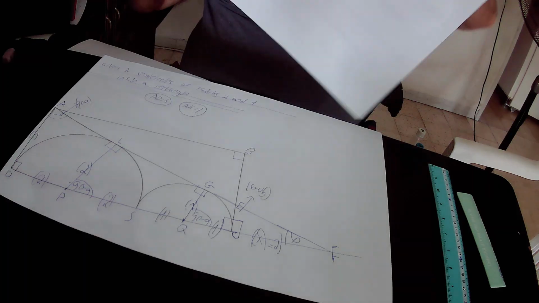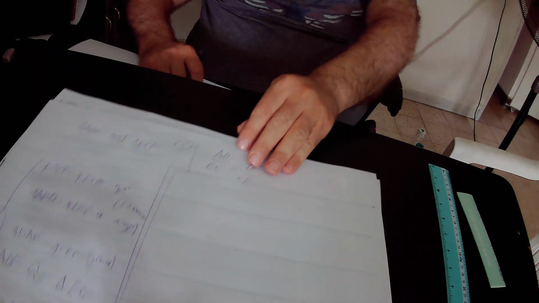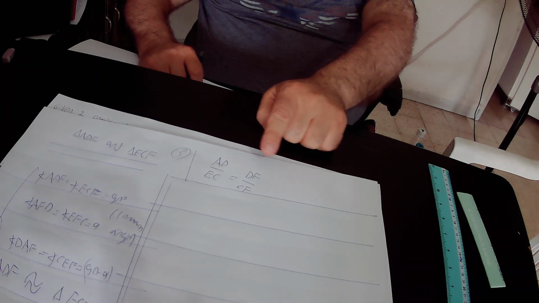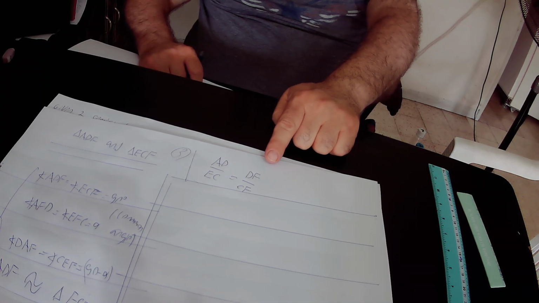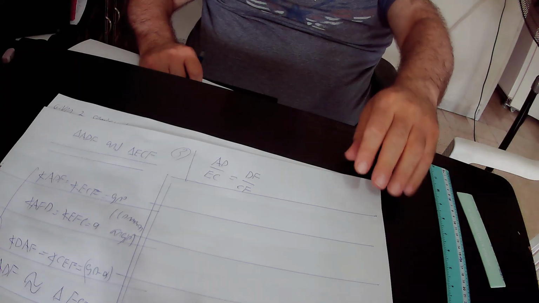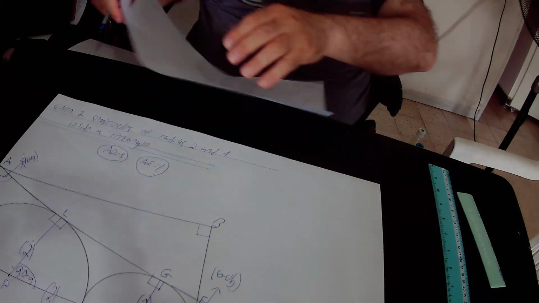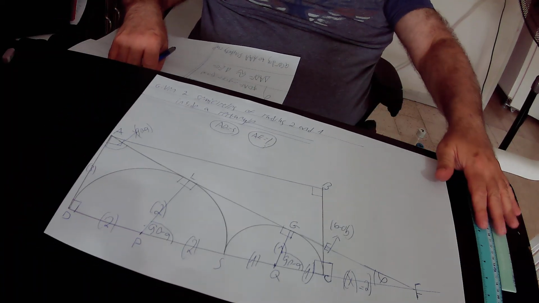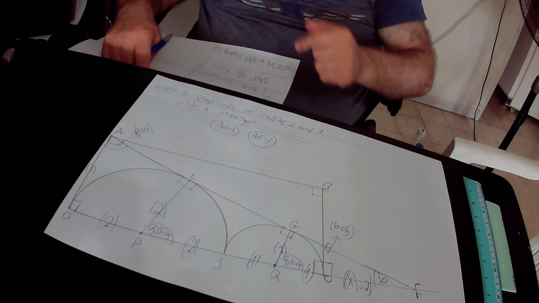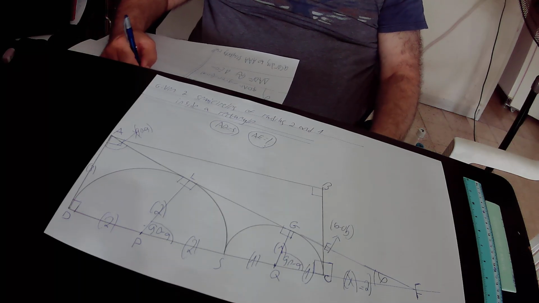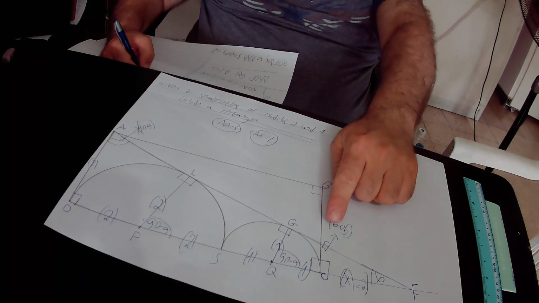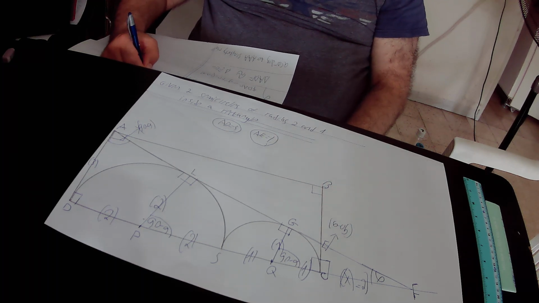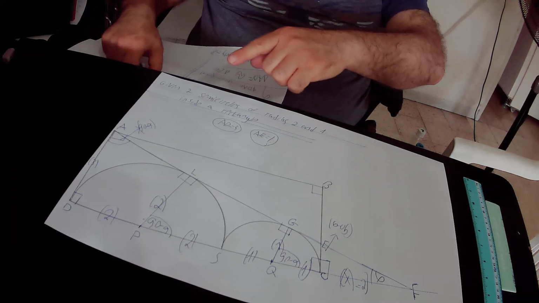So again, we derive that side AD in the biggest triangle over side EC in the smallest triangle equals side DF in the biggest triangle over side CF in the smallest triangle. AD equals 3 units in itself according to what is given in the question, over EC. EC is the missing side, so we leave it as it is. And it equals DF.